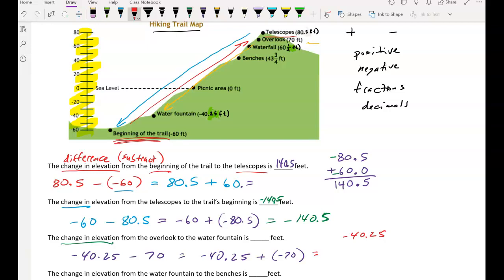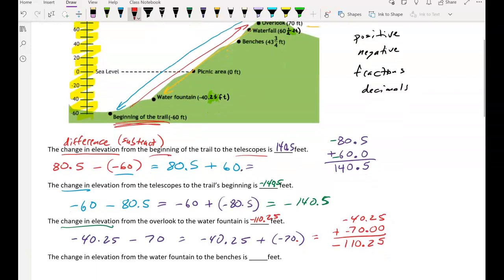Now notice 70 doesn't have a decimal. I can't just throw it there. No. I have to put a decimal after the 70. So that means it goes there. So I'm adding negative 40.25 and negative 70. Adding two negatives is just going to give me more negatives. So let's see, 5, and there's 2. Bring my decimal straight down. There is 0, and 4 and 7 is 11. 110.25, but that's going to be negative. And that makes sense because we are going down from the overlook to the water fountain. Negative 110.25 feet.